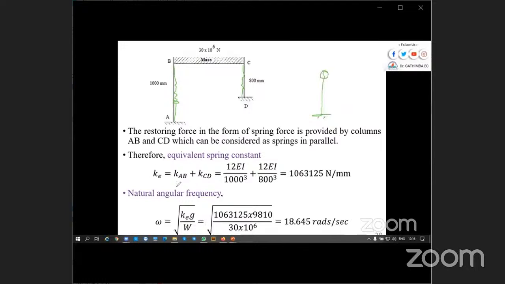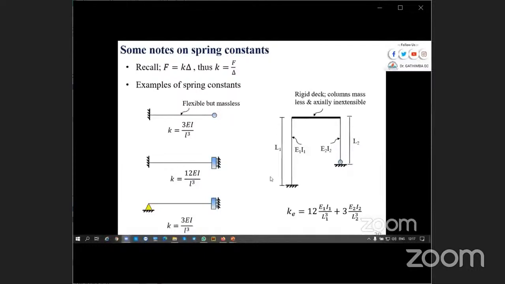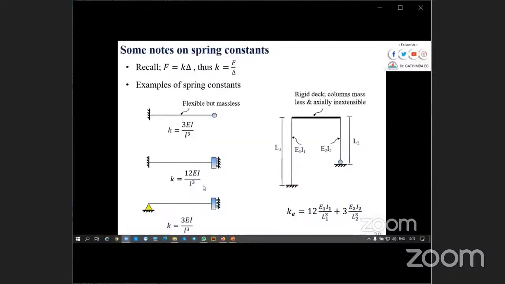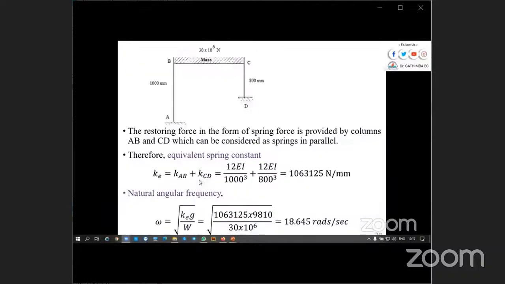Now, again, we are talking of real columns, so you have to look at the fixity. This is fixed. This head will be fixed and it will behave like a fixed-roller. And I believe this one is 12 EI over L cubed.